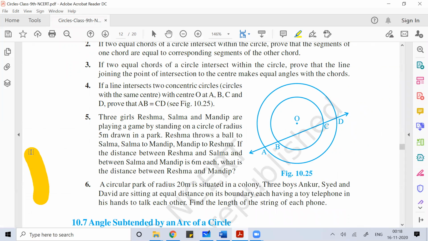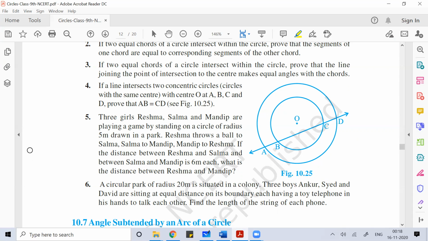Now see question number 6. A circular park of radius 20 meter is situated in a colony. Three boys, Ankur, Syed and David, are sitting at equal distance on the boundary, each having a toy telephone in his hand to talk with each other. Find the length of the string of each phone. So that is the next question.